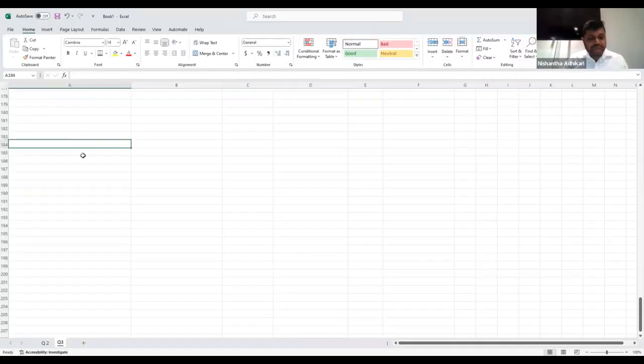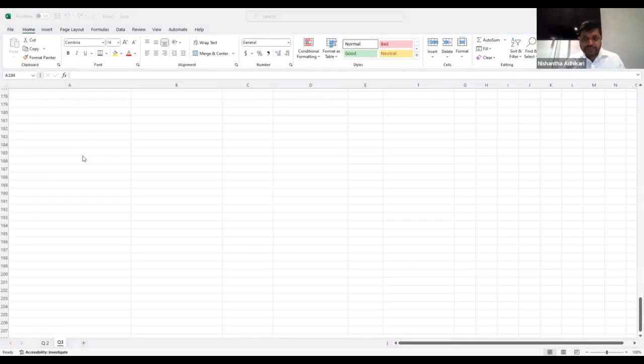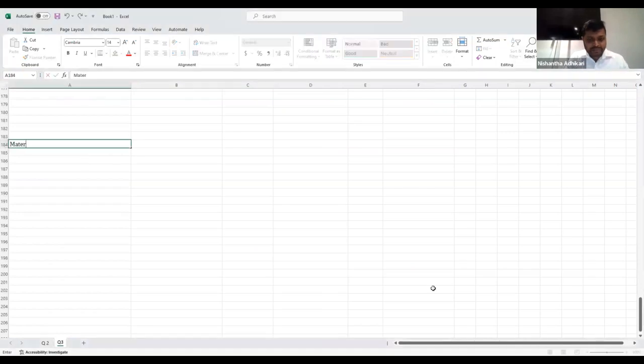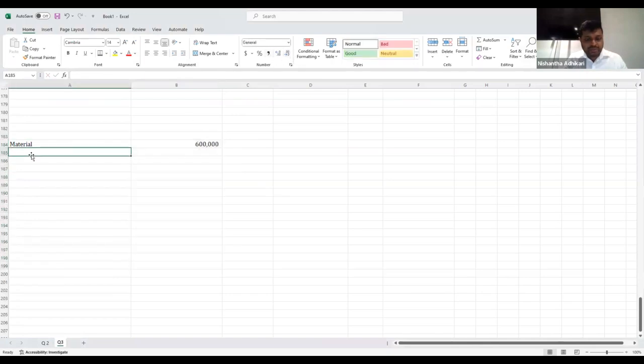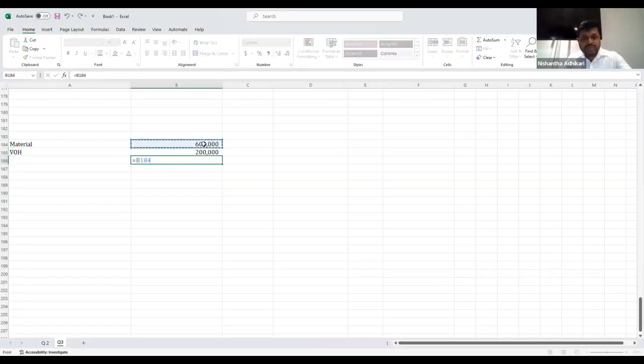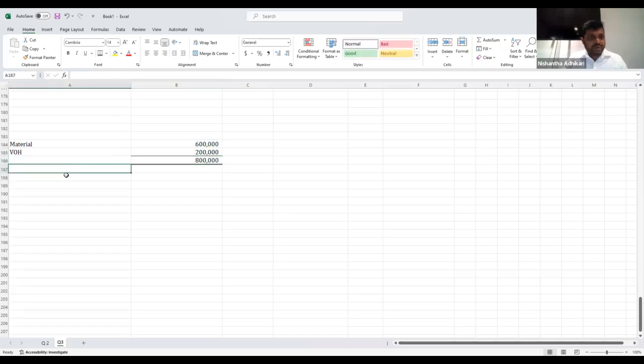Now, the current production cost. If you look at the material cost, 600,000. Material cost 600,000. Variable overhead 200,000. This is 800,000. This is for the current output.